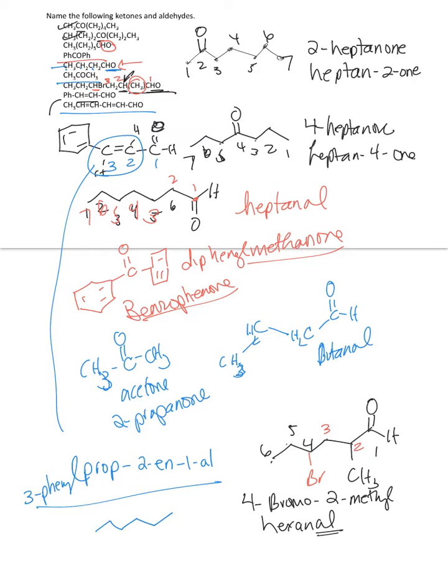Okay, and the next one we have 1, 2, 3, 4, 5, 6. Let's draw 6 carbons. First carbon has an aldehyde on it. Second carbon has a carbon-carbon double bond from carbon number 2 to 3. And then we have 4 to 5, we have another one. So we would call this 2,4-hexadien-1-al. Hexadienal.